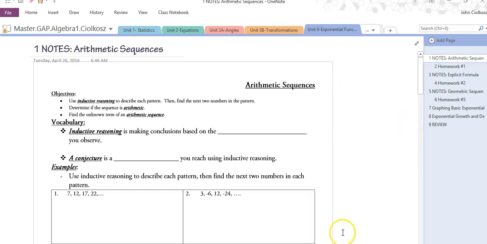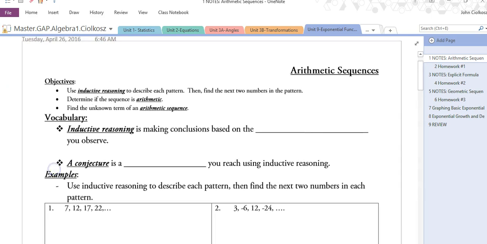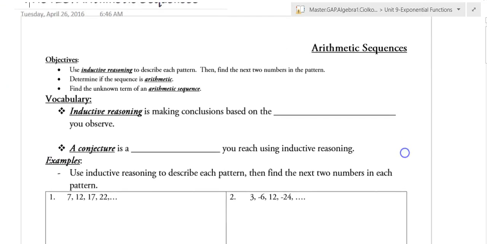Okay, so let's get started here. We're going to be working on our notes, or Unit 9. We're going to start with the notes, number 1. The first thing we're going to talk about here is what's known as an arithmetic sequence. Basically that means you're adding the same thing over and over and over. So we're going to be working on all these problems here for 1 to complete the notes.